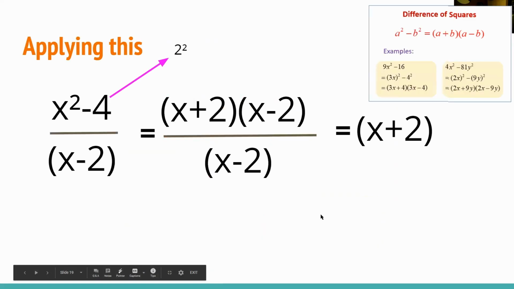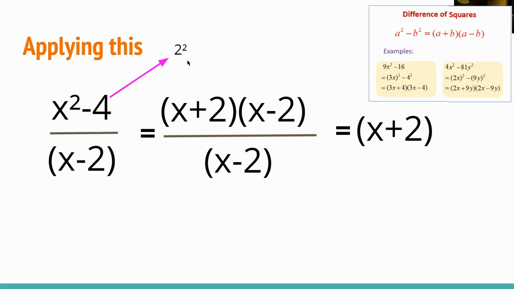Okay, applying this again, we have x squared minus 4, which is the same thing as 2 to the power of 2, and then on the bottom, we have x minus 2. Using that formula at the top right here, we can see that x plus 2 in brackets, then x minus 2 in brackets is what we get, because our a term is the x and our b term is the 2. So x plus 2 and x minus 2 is the factored expression. And this is all over x minus 2, which works out quite nicely because we can cancel out the x minus 2 and the x minus 2, and we get x plus 2.